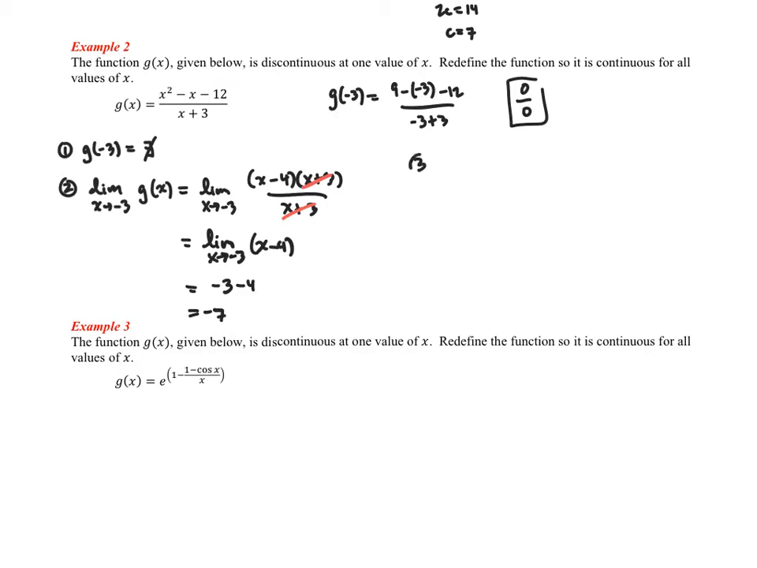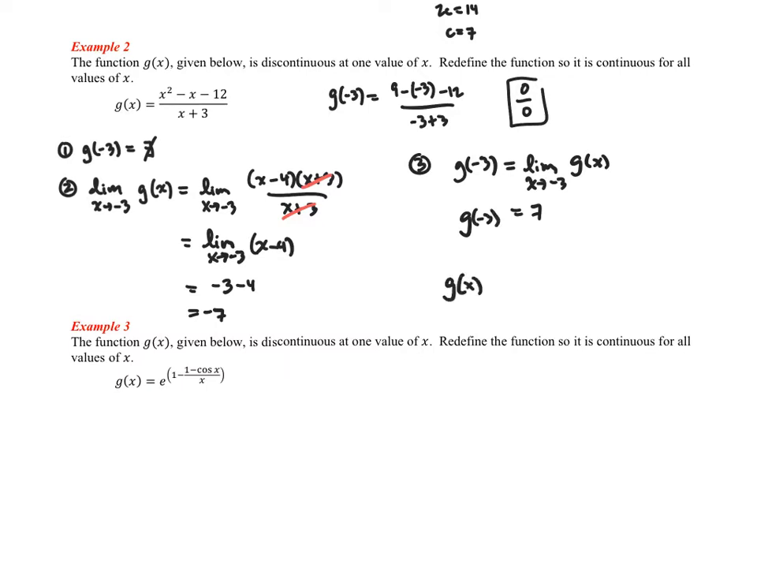So in order for part 3 of the continuity checklist to check, so to speak, I've got to plug the gap here, because right now g of negative 3 doesn't exist. So if I want this to be true, and the limit is equal to -7, then g of negative 3 must be equal to -7.